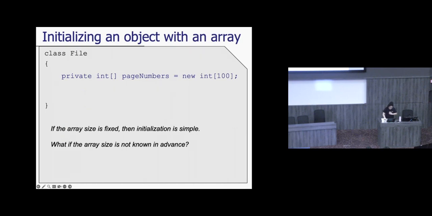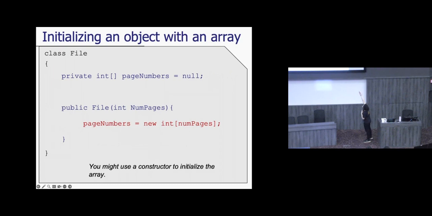Okay? Initializing an object with an array, maybe we should talk about this, right? So if you want to initialize an array and the size is fixed, then initialization is simple. It basically does it in some straightforward way. But what if the size of the array is not known in advance?